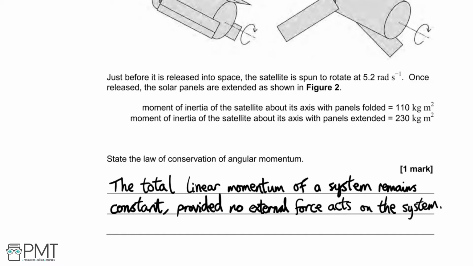The first thing that we're going to change is the word linear to angular because we're now dealing with rotation rather than translation. So we're going to change the word force to torque. And there you have it. With those two word swaps, we end up with the law of conservation of angular momentum.